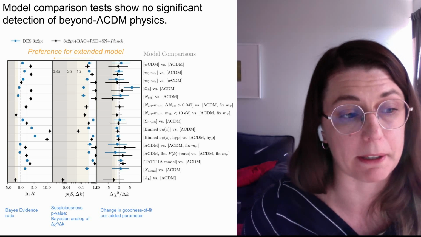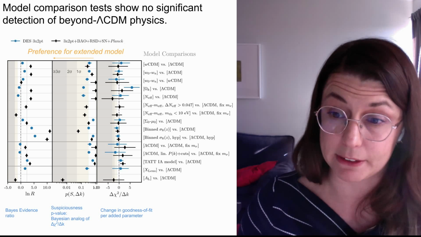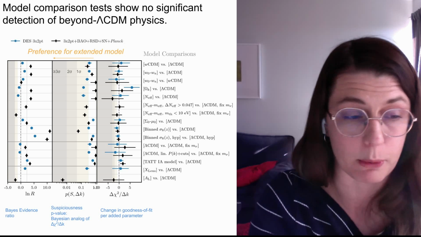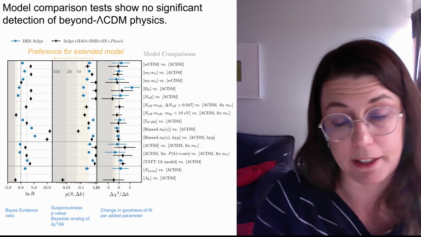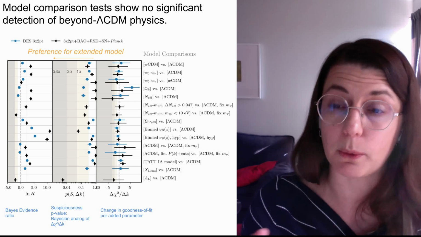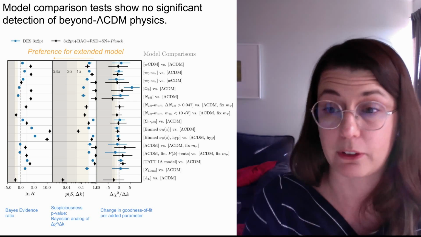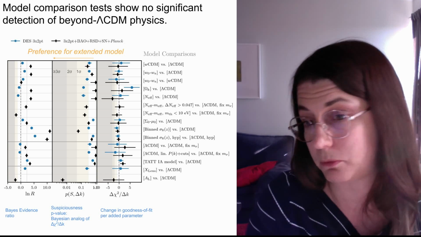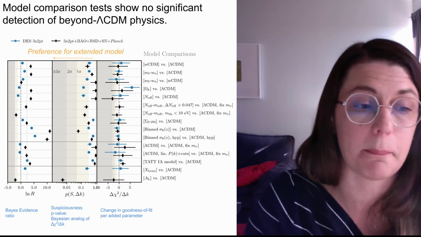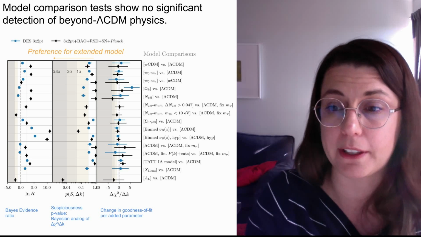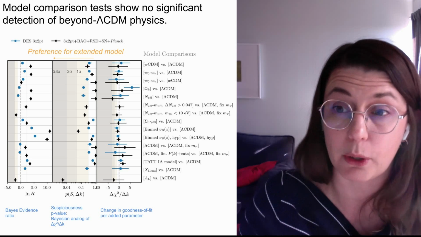The three model comparison statistics we look at are the Bayesian evidence ratio, log R, in the leftmost panel. We also look at, on the right side, delta chi-squared, so the change in the goodness of fit of the best fit point of the two chains, compared to the number of added parameters. So those are things that people are probably most likely to be familiar with.